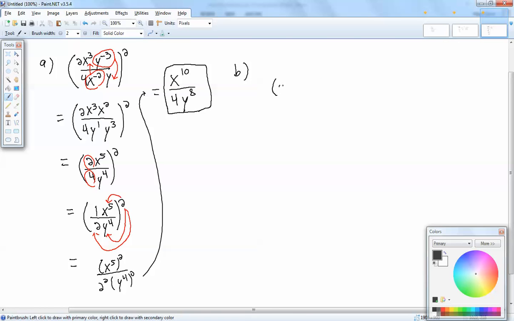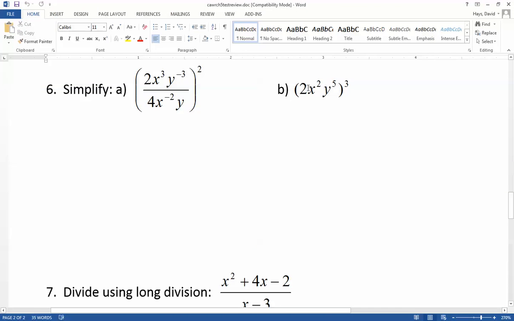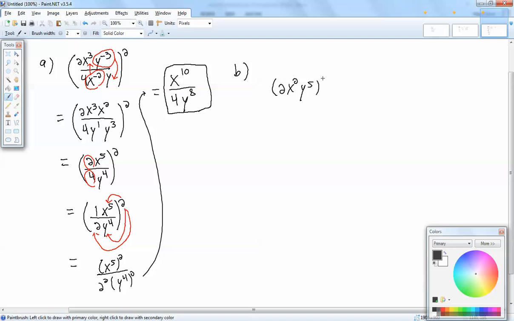Okay. We got 2x squared, y to the fifth, raised to the third power. Now remember what I just said about it should be called a distributive property of exponents. If everything inside is either multiplication or division, you're raising it to a power, you can take everything to that power. So take the 2 to the third power, the x squared to the third power, and the y to the fifth to the third power. Now 2 to the third is 8, and again when you're raising one exponent to another exponent, you multiply the exponents.